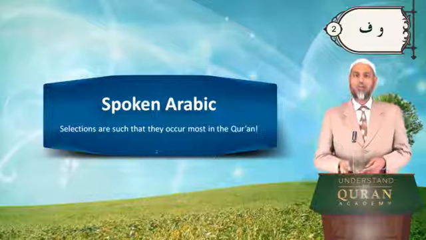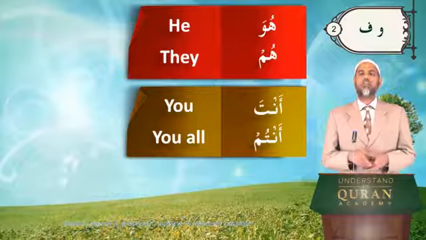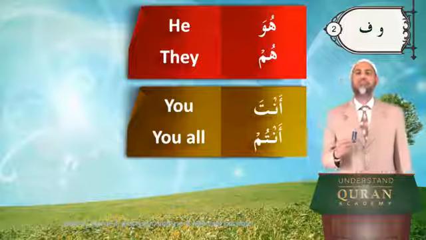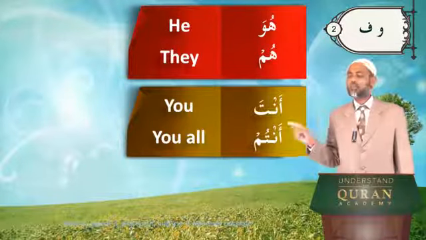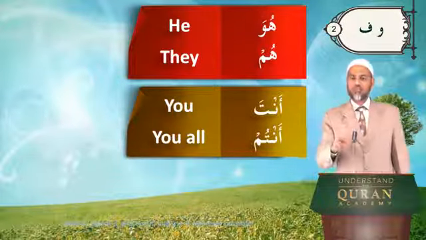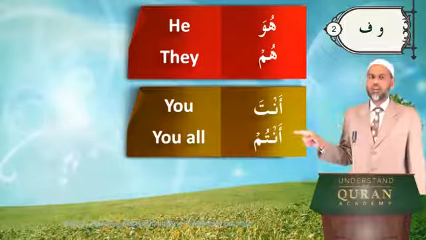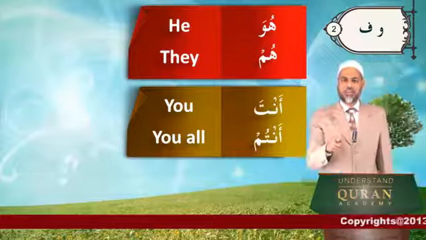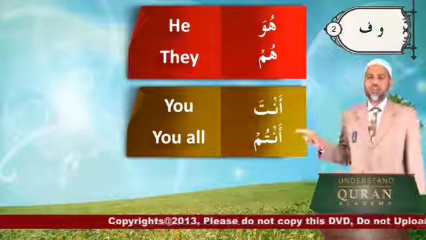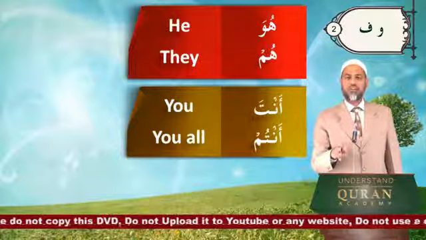Okay, so before we close, let us take spoken Arabic. We have learned in the last lesson huwa, hum, anta, antum. Huwa means he, hum, they. So this time we will learn anta and antum. Anta means you, antum means you all. Can you repeat after me? Huwa he, hum they, anta you, antum you all. Once again, huwa he, hum they, anta you, antum you all.